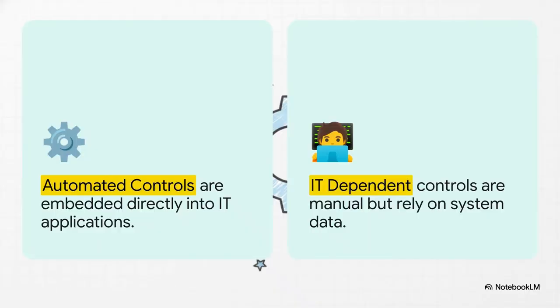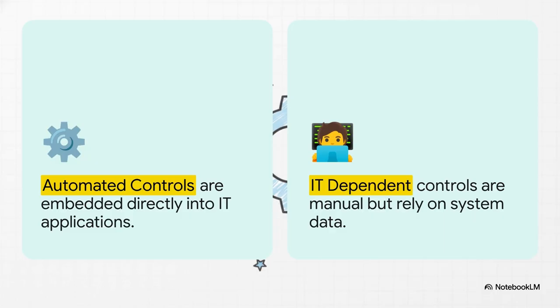Now let's see how that foundation supports the next 2 types of controls. If general IT controls are the foundation of the bank, application controls are the specific combination locks on the safe doors. Automated application controls are embedded directly into the IT applications themselves, like your ERPs. We're talking edit checks, input validations, sequence number checks, stuff like that.